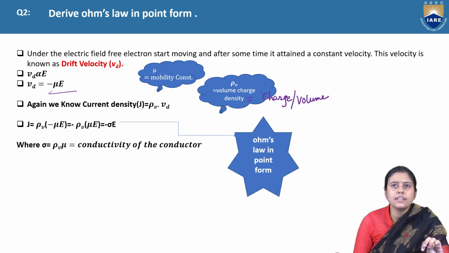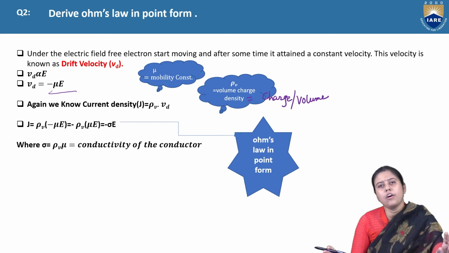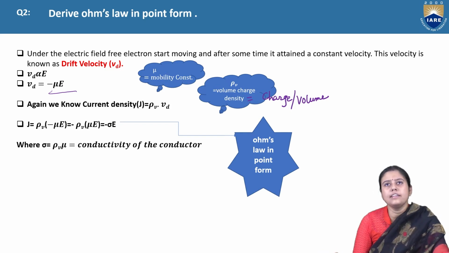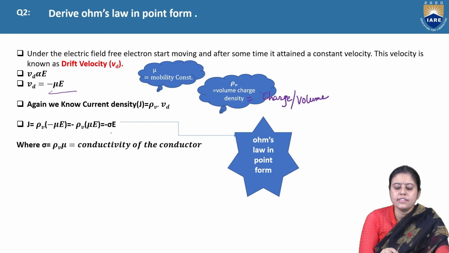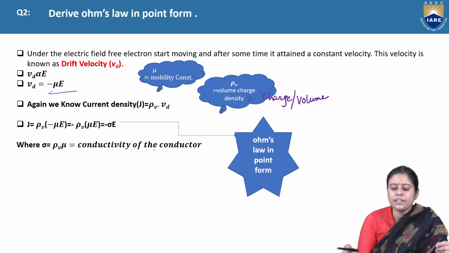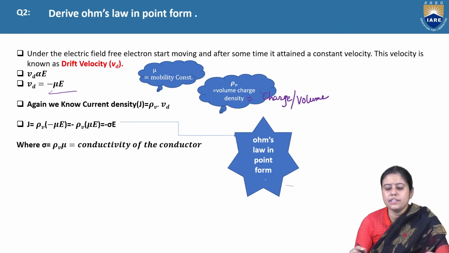And what is J? We already discussed that the current density J is equal to the volume charge density times Vd, where Vd is the drift velocity. Just substituting the value, we got the current density J equals sigma into E, where sigma is the conductivity of the medium, and it is Ohm's law in point form.